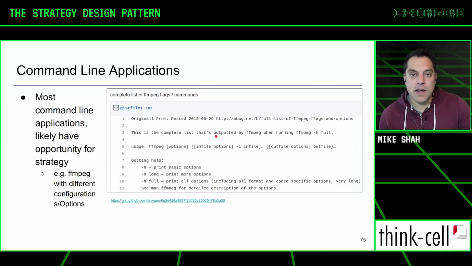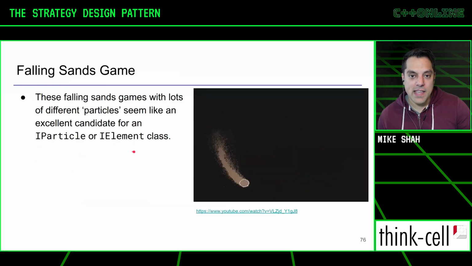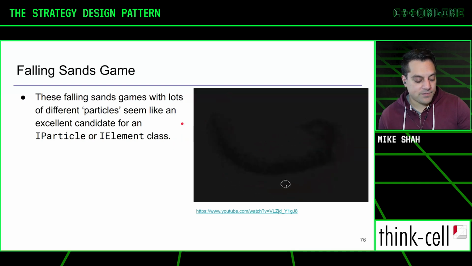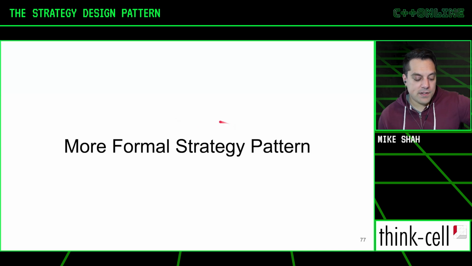So some other ideas here, where we find strategy in the wild: things like command line applications, anywhere where you're putting in arguments. This is for FFmpeg, just because when I've used it, it has tons and tons of arguments. But when you think about the different encoders or decoders that you're selecting, again, just another example. These falling sand games, if you've ever seen them, where every pixel is a different particle type: fire, water, lava, sand, and so on. Again, you might want a different strategy for how those interact with the nearby particles, the neighbors. The fire goes through the sand and so on. So just another example here.